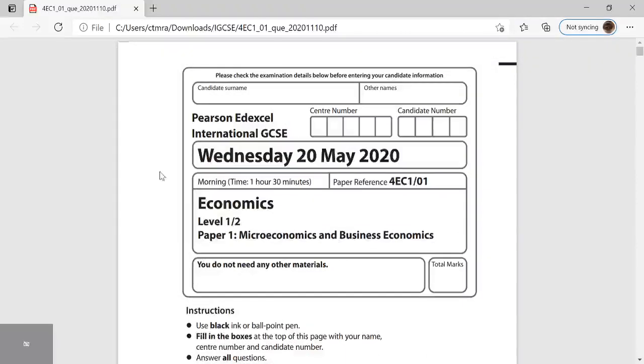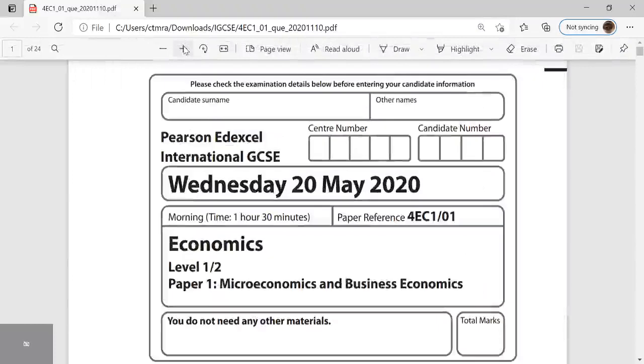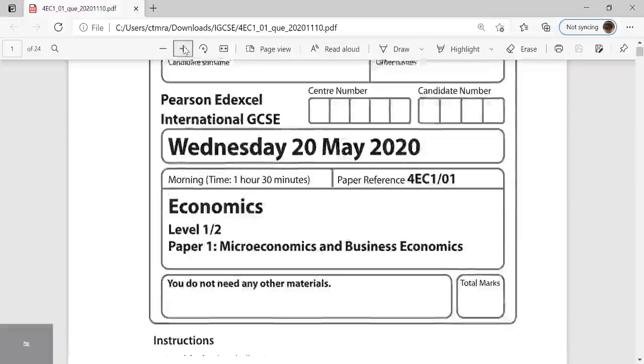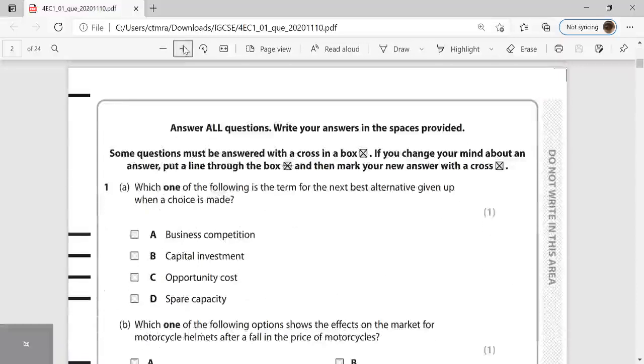So this paper is from May 2020. Actually, this paper took place in November. It was supposed to be scheduled in May 2020, but it took place in November 2020. You remember, because of the pandemic situation. So let's start.